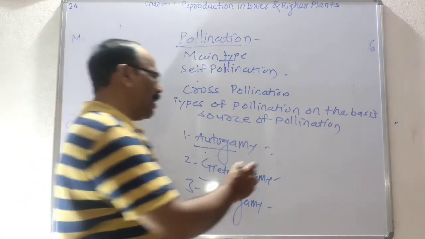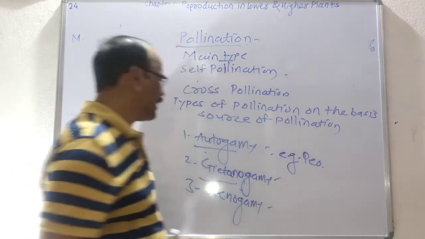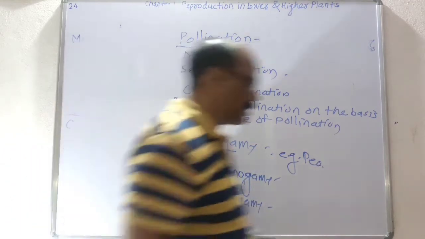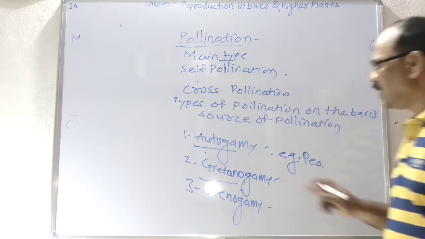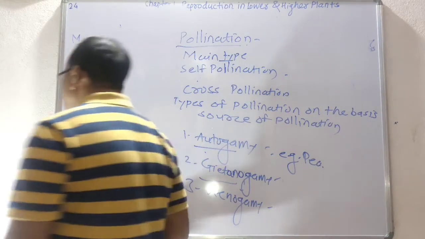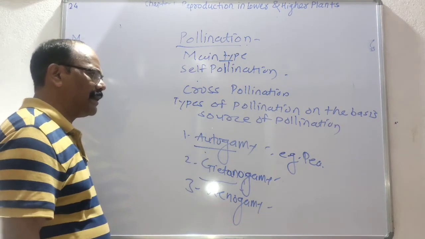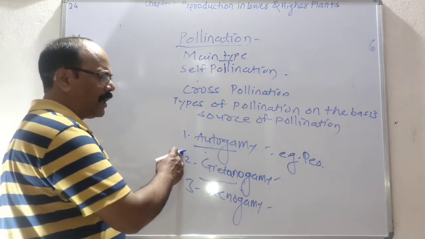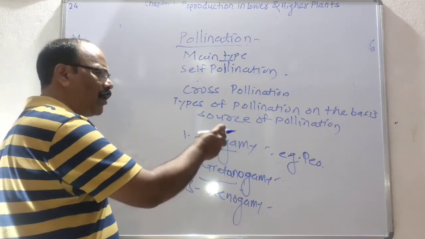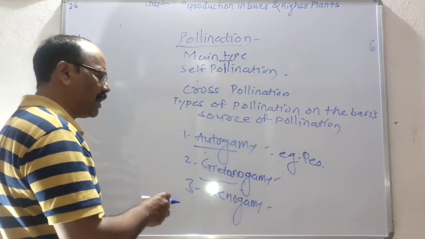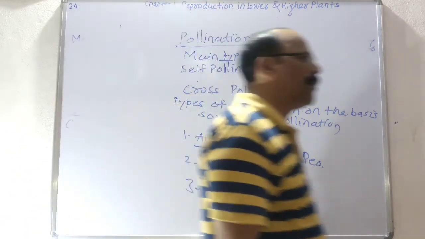Next is the example of the autogamy, that is the pea is the example of autogamy, and the offspring which are produced in the autogamy are genetically identical to the parent, because variations are not created there, because pollen grains are shed on the same stigma of that bisexual flower, on the same bisexual flower of that plant.